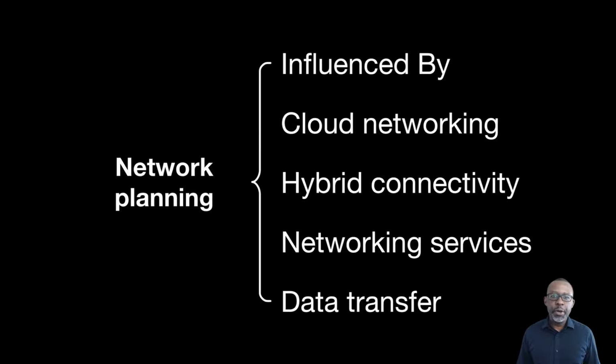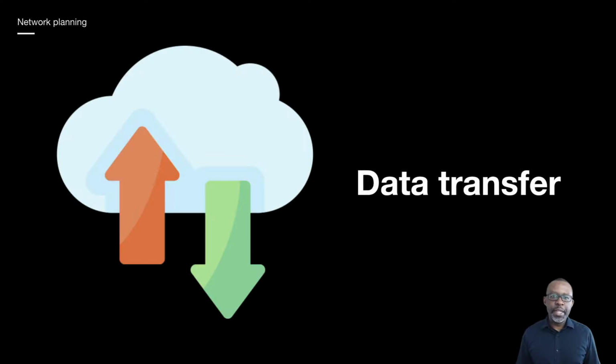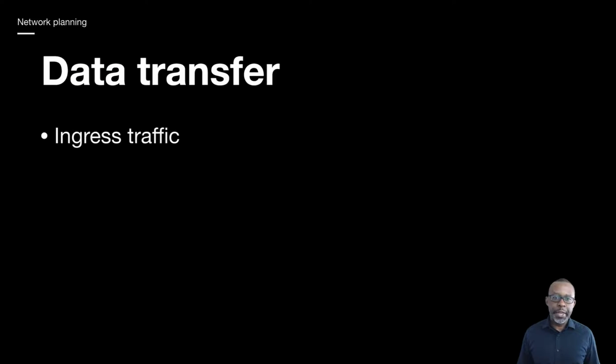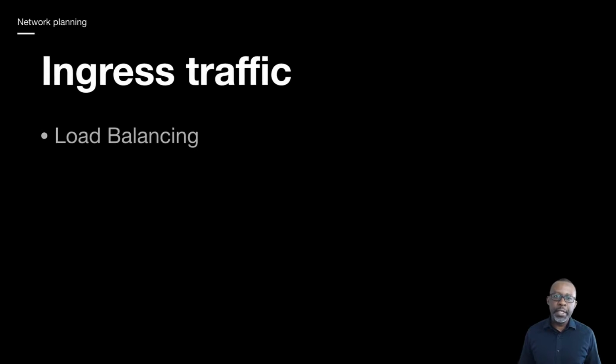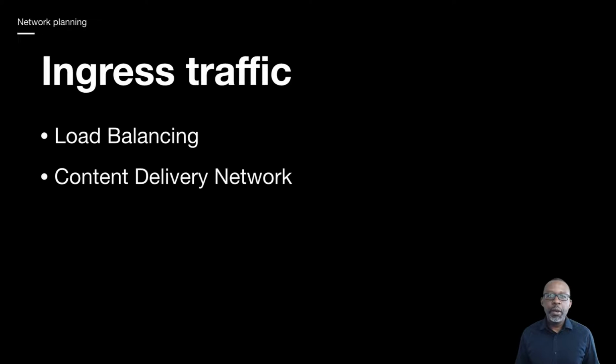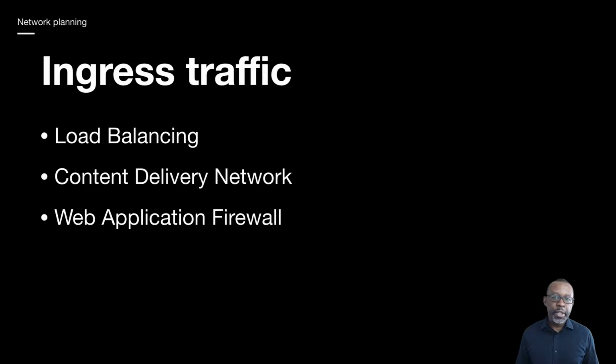And in the last topic of this module, we're going to take a look at data transfer. Let's have a look at this from the perspective of inbound or ingress traffic. From an inbound traffic perspective, load balancers play a key role in enabling inbound traffic to be routed to cloud resources. Content delivery networks can be used not only to reduce cost, but also improve performance by caching content at the edge of the network, thereby reducing latency. And for enhanced security, customers can configure web application firewalls in order to keep malicious traffic out of the network.